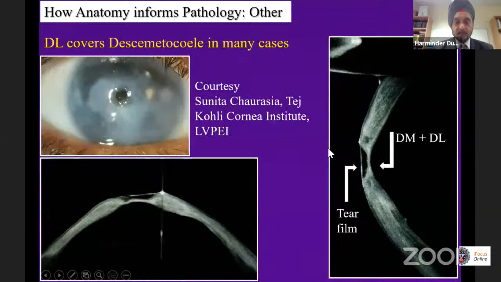And of course, most descemetoceles have a pre-Descemet layer. Some have more stroma than just the pre-Descemet layer. Some have the pre-Descemet layer and some have only Descemet membrane. So like acute hydrops, like Descemet detachments, even descemetoceles are not what we thought they were all these years. Many of them will have a pre-Descemet layer. And when that is lysed, then you get perforation.